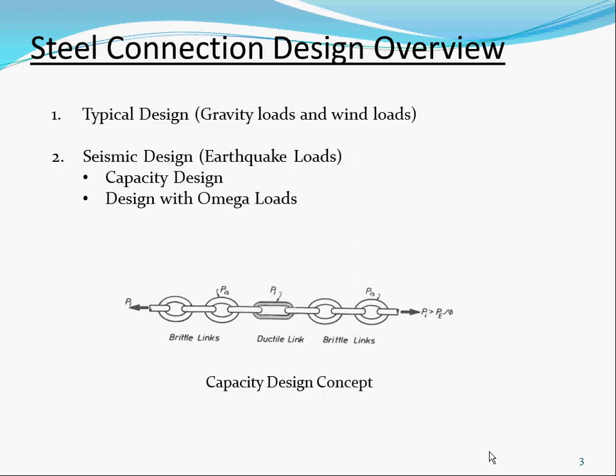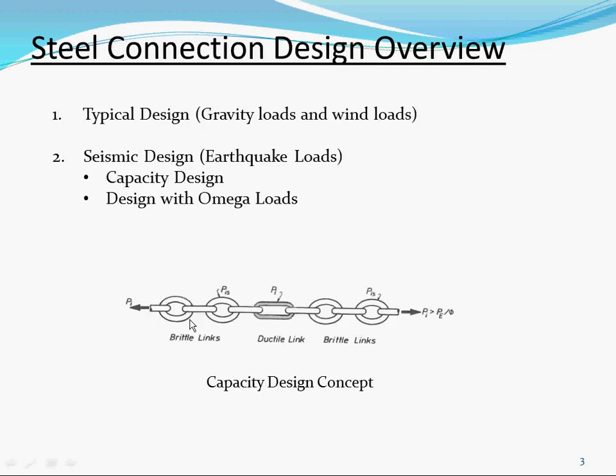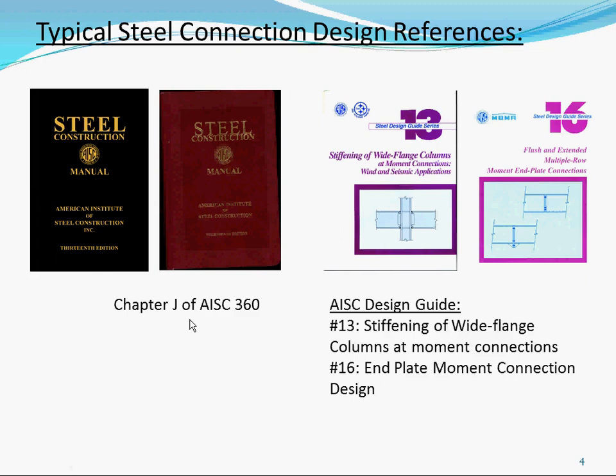The capacity design concept, like I said before, is that you have a ductile link, and then you design that link for all your forces, the earthquake forces, and you make sure everything else is stronger than that link. So we've heard that many times. Chapter J of the AISC 360 is where the connection design is referenced.